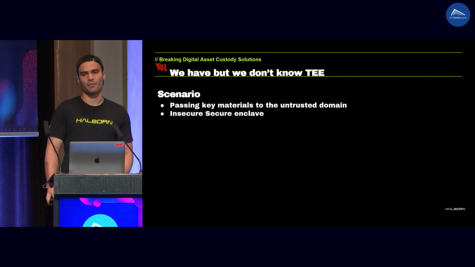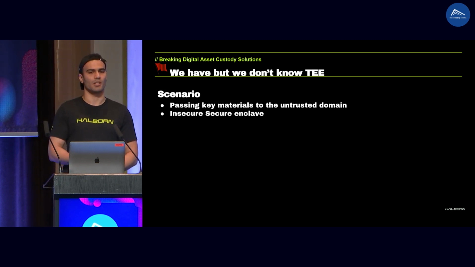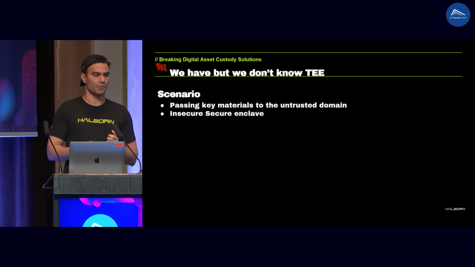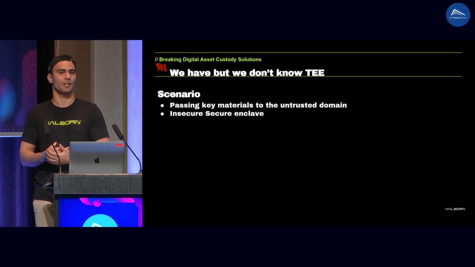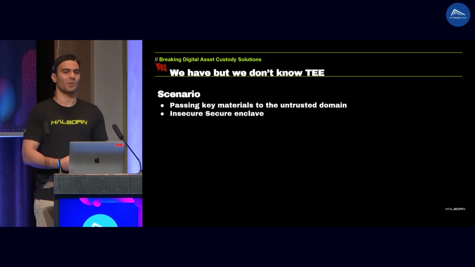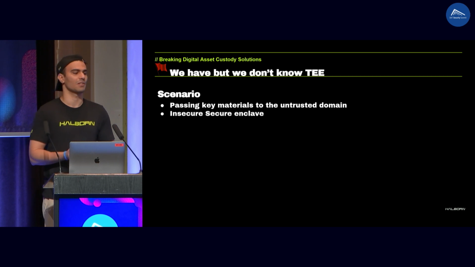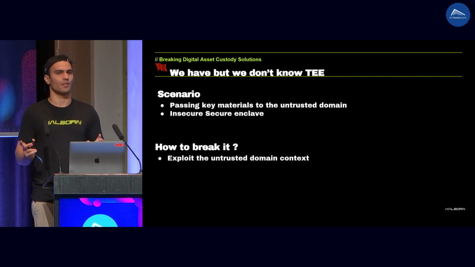Okay, but we have a trusted execution environment. We have secure enclaves, but we don't know how to manage the context, or we fail to manage the context between both of them. For example, we are extracting the key materials from the secure enclave and processing them in a web app or the API. And we are not zeroing the values or whatever, so the key can be extracted in case of a compromise of the untrusted domain.